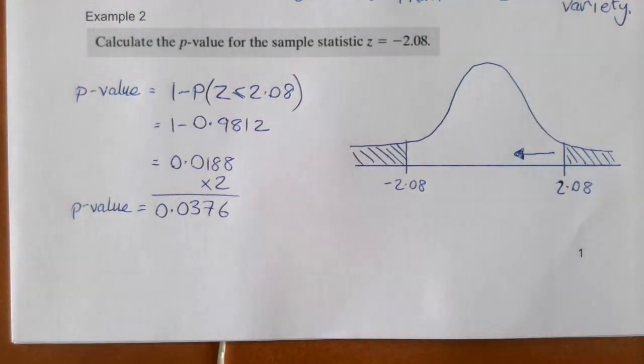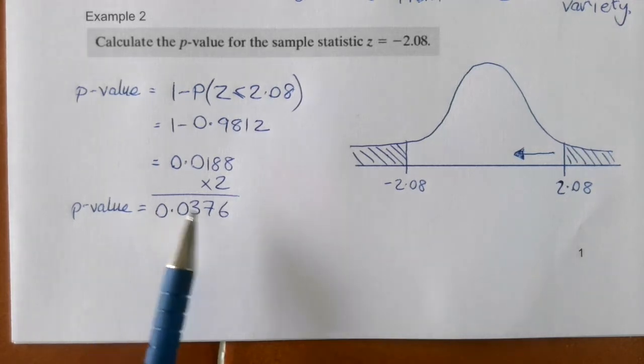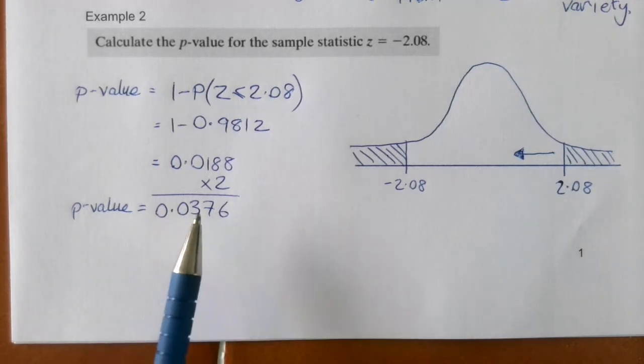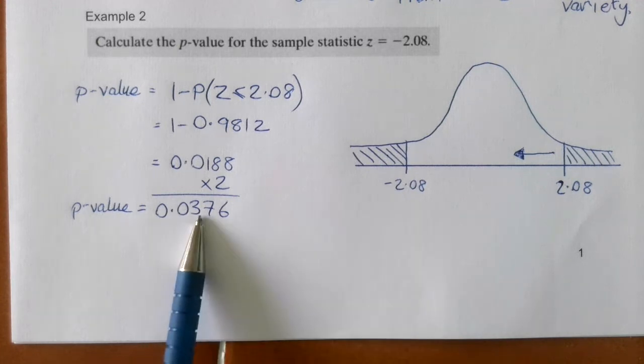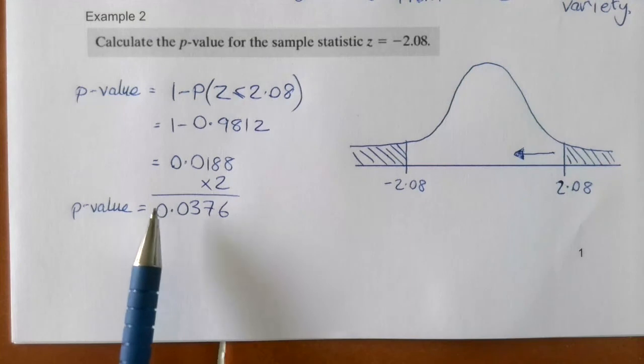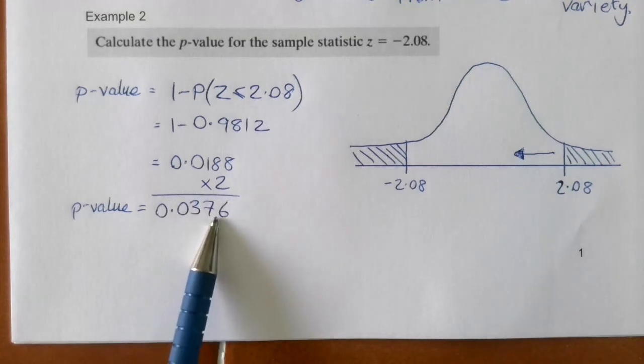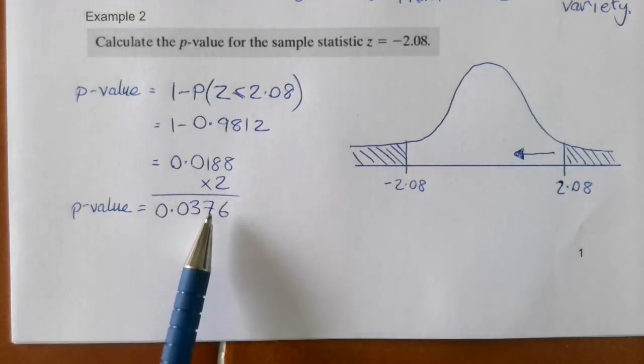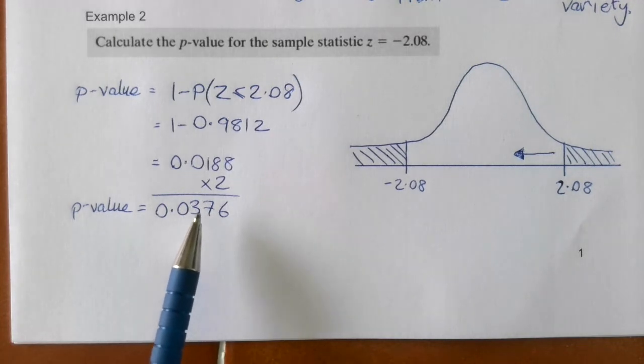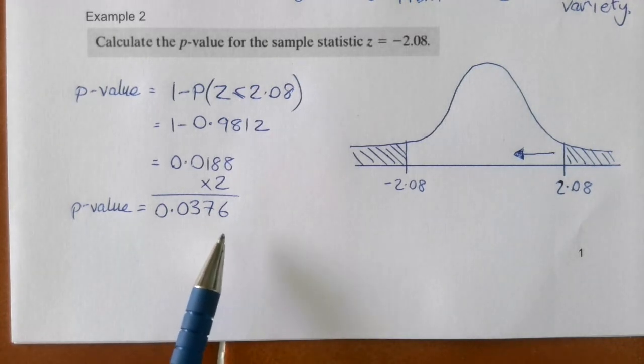Now, just making reference to what we're going to do next, the next example is going to be on hypothesis testing, and we're going to use the p-value. The smaller the p-value, the stronger the evidence against H0, the null hypothesis. So this one here would be like, we're used to the 5% level of significance, this is like a 3.76% level of significance. So it's much, much stronger. It's much more specific than the original level of significance.